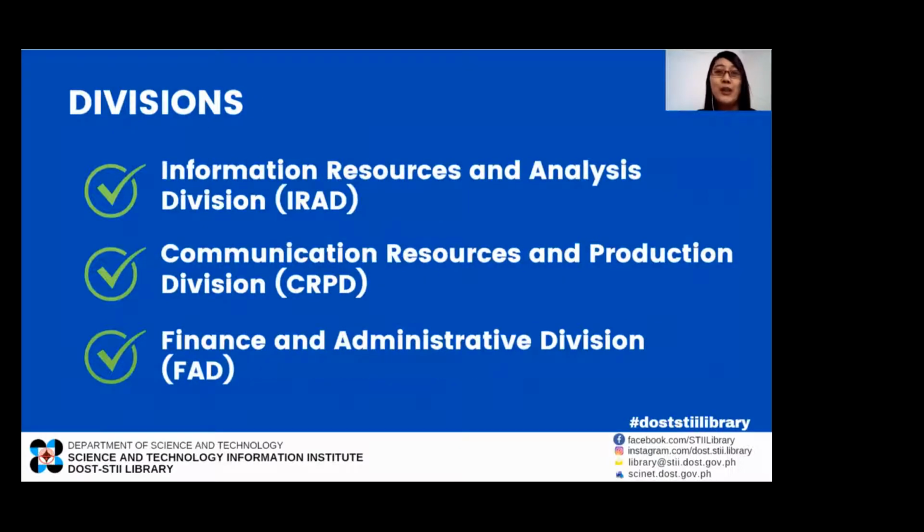We have 3 divisions. These are Information Resources and Analysis Division, or IRAD. Under IRAD, we have the library section, the documentation section, and then the Starbooks unit. Next division is the Communication Resources and Production Division, or the CRPD. Under CRPD, we have the Content Development and Editorial section, Audiovisual section, Creative Services and Design section, Public Affairs section, and then the DOSTV.